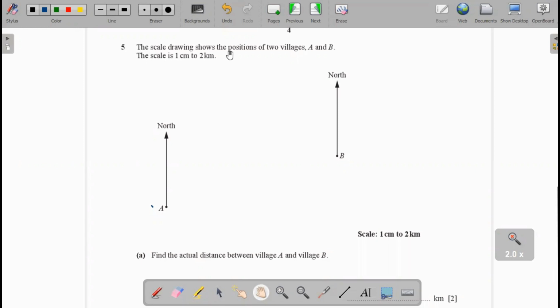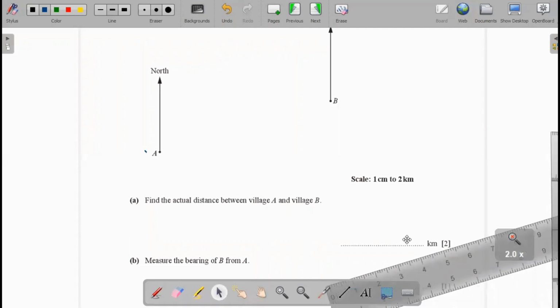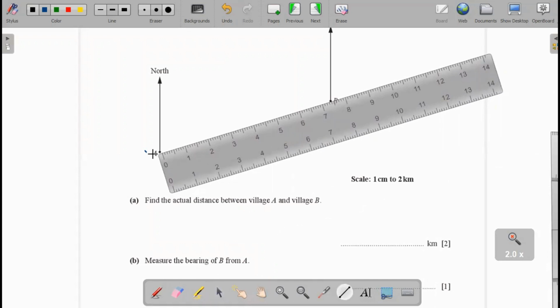Question 5. The scale drawing shows the position of two villages A and B. The scale is 1 centimeter to 2 kilometers. Find the actual distance between village A and village B. Here this is village A and this is village B. We can find the distance between the two villages by using the scale. I have a digital scale. Now I use it. Now this is the digital scale. I use this and we draw a line between A and B and check the distance.